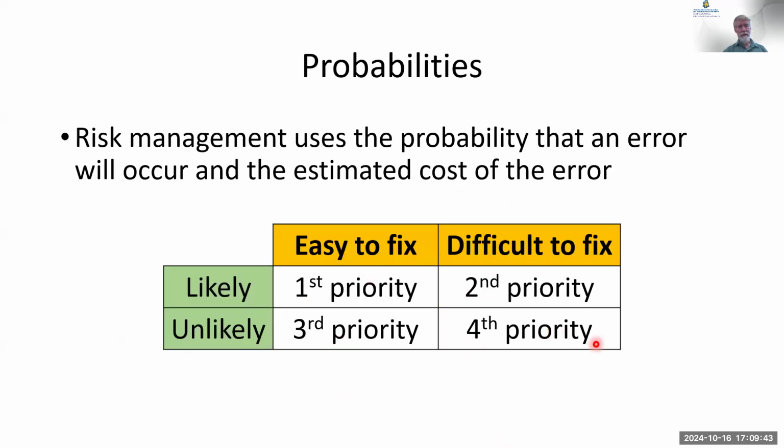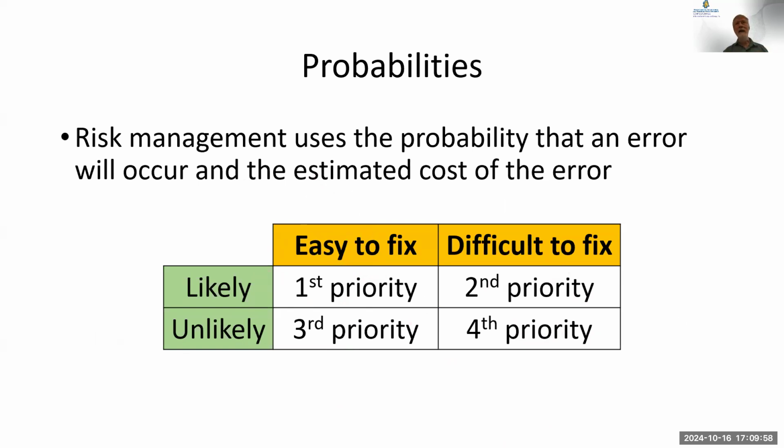I have this little matrix here. Some things are easy to begin. It's not usually just easy or difficult; there's usually a scale, like 1 to 5. How easy is it to fix? How difficult is it to fix? And then how likely is it to occur, and unlikely?